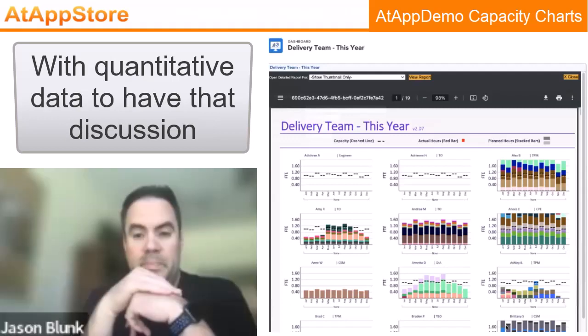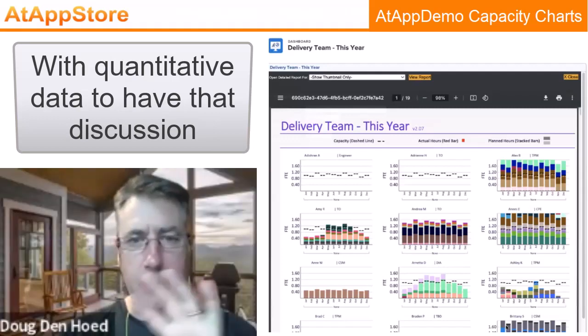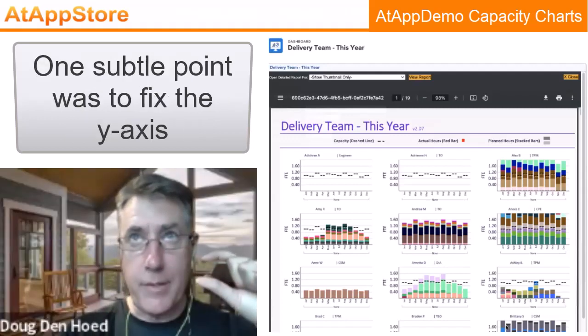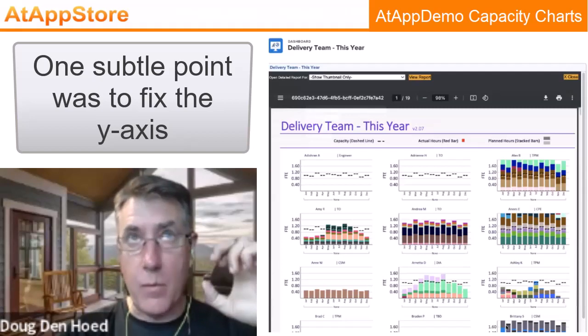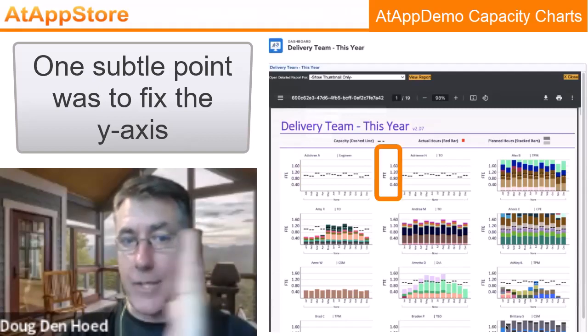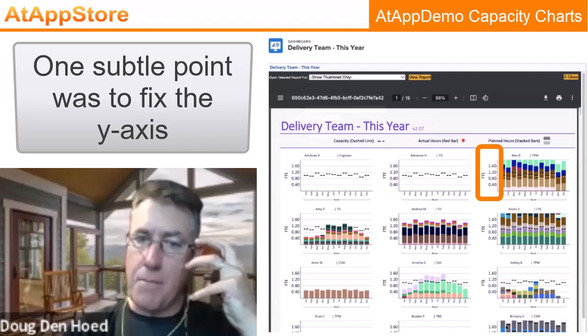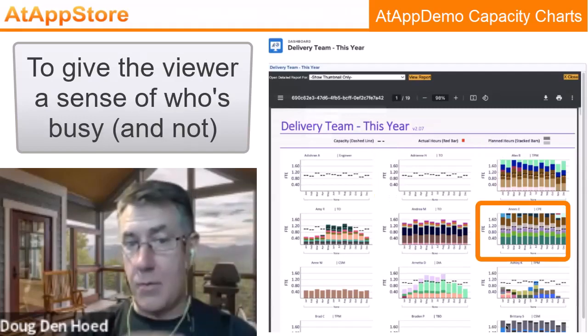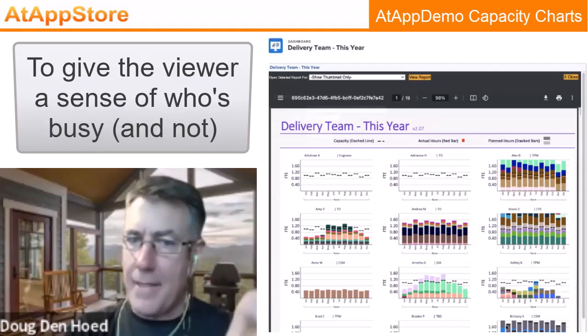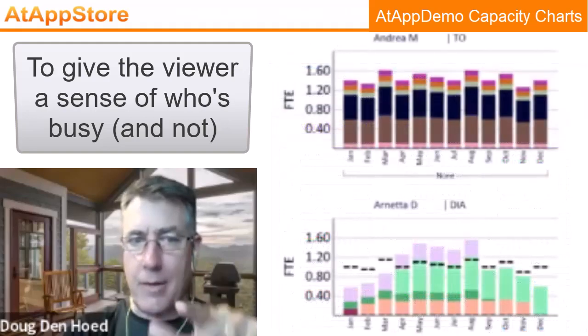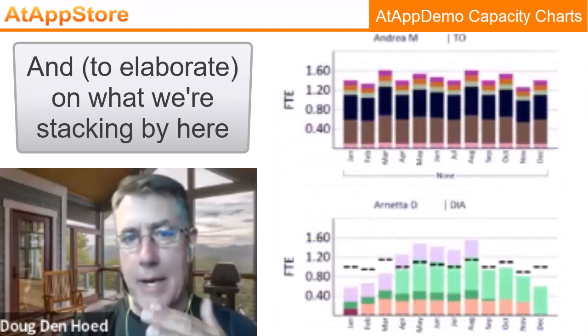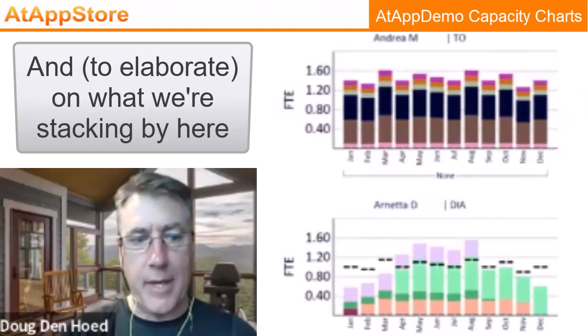One subtle point that we added, Dustin, to get this glorious view was to fix the y-axis so that you're comparing apples to apples across every user. It immediately gives the viewer a sense of who's busy and who's not because of the area that's covered. And then, Jason, I was just going to ask if you could elaborate on what we're stacking by here, since we'll probably be stacking by different things in the meeting.